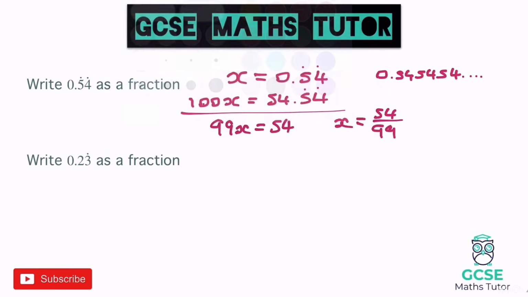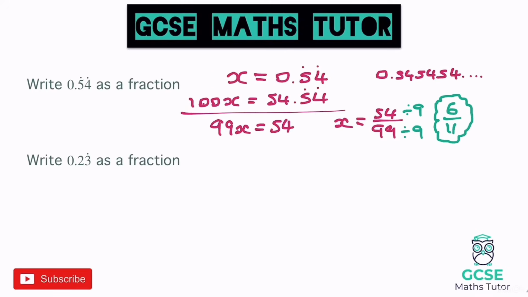And you'd normally be asked to show that it equals this next one. But if it doesn't, you can look to simplify if it says to give it in its simplest form. And if you divide them both by 9, you get 6 over 11. So the question might have said show that it equals 6 over 11. And that's how you would show it. You'd show how it simplifies. Now on to the one below.